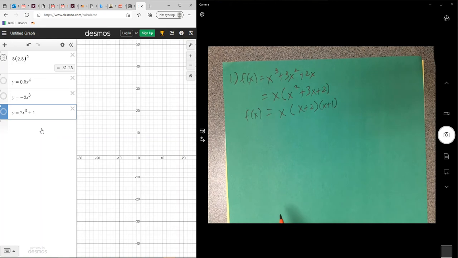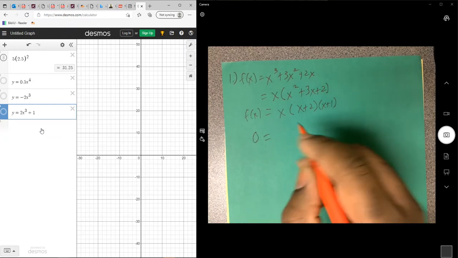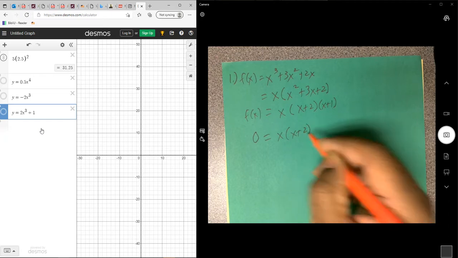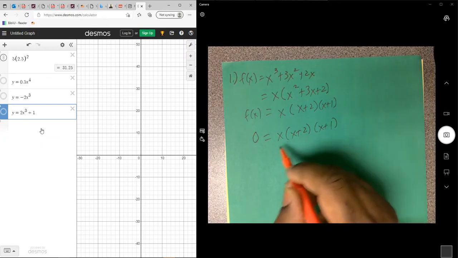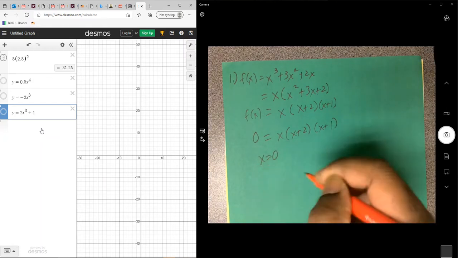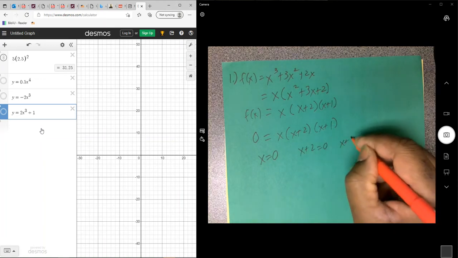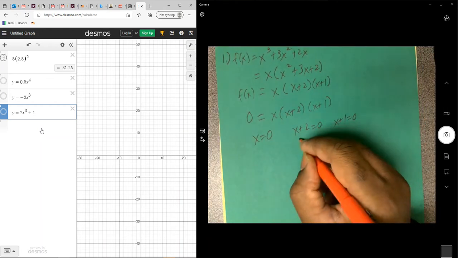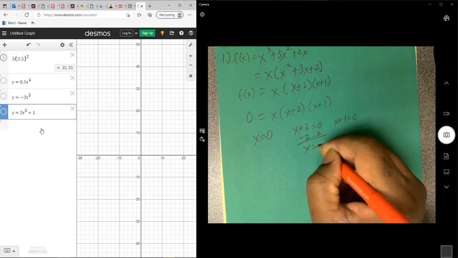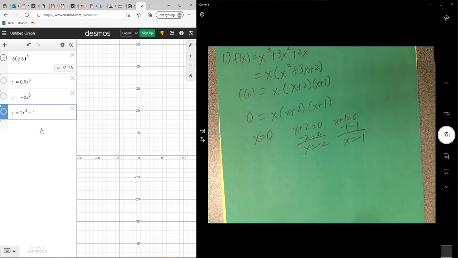Now, when we're trying to find the x-intercepts, the definition of x-intercept is when y is equal to 0. So we'll set f of x equals 0. And then we have 0 is equal to x times x plus 2 times x plus 1. Now we will set all three of these factors equal to 0. So we have x equals 0, x plus 2 equals 0, and x plus 1 equals 0. And then we will solve this. So this is already solved. Then here we'll subtract 2 on both sides, and x is negative 2. Then we will subtract 1 on both sides, and x is negative 1.